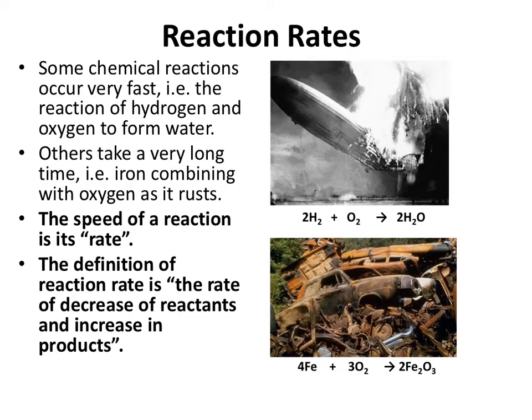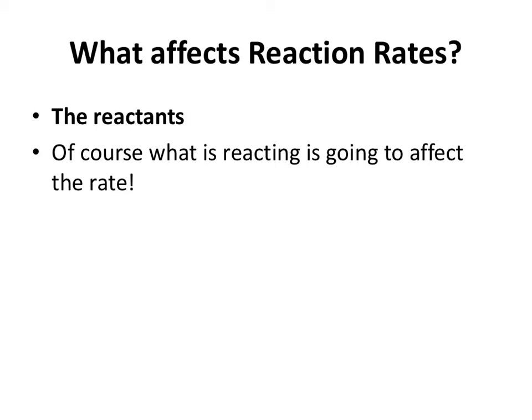Some reactions happen very quickly and easily, and others are going to take a long time. The exact definition of reaction rate is the rate of decrease of reactants and increase in products. And this definition becomes important when we talk about rate laws, which we'll get to at the end of this. Right? So, what are some factors that affect the reaction rate?